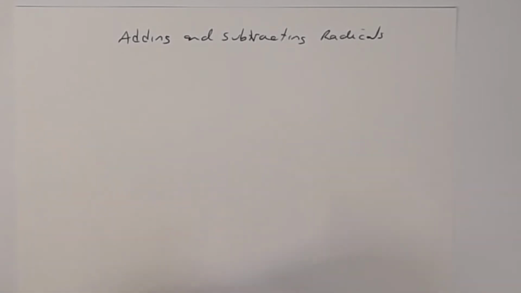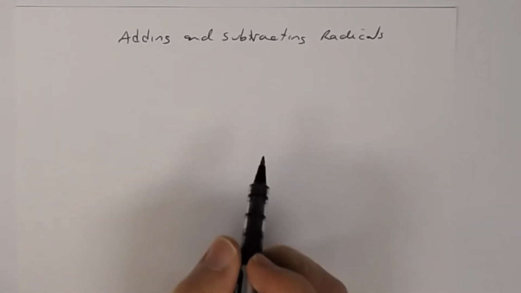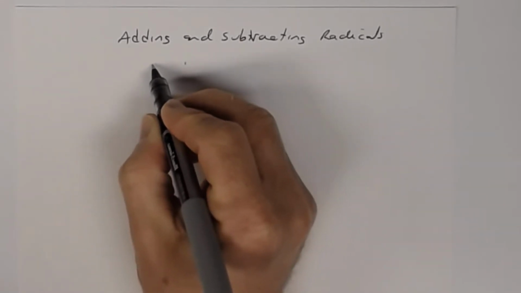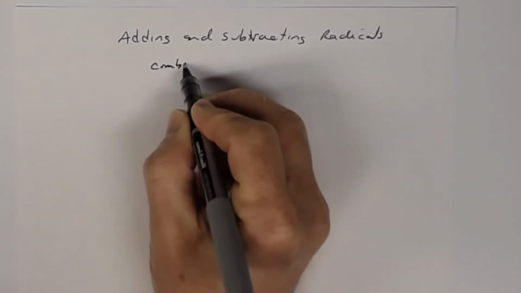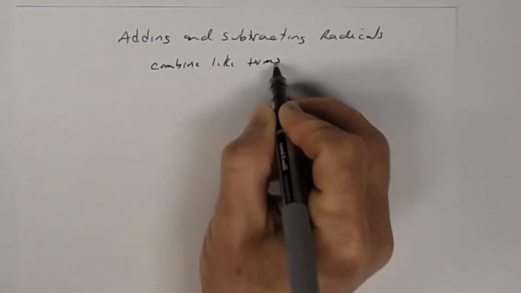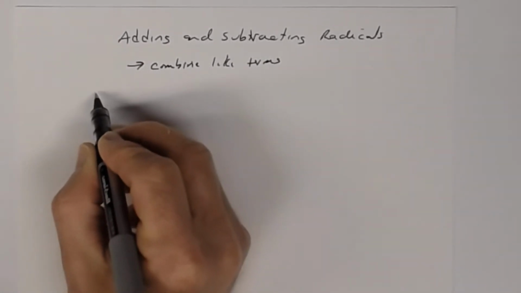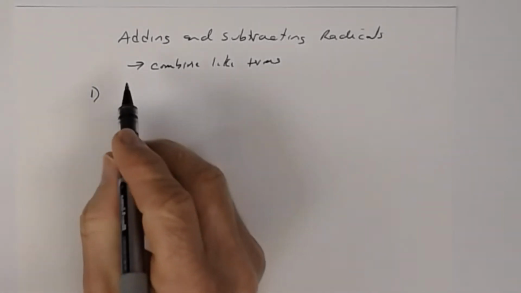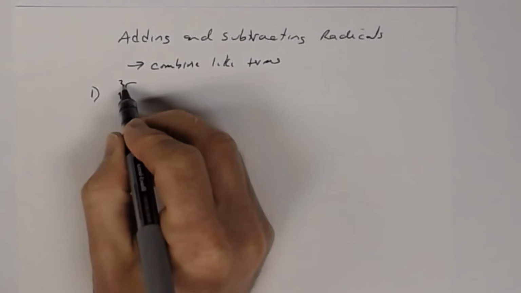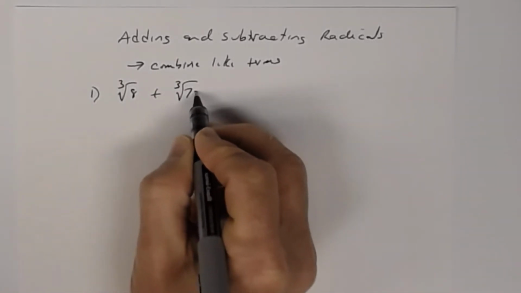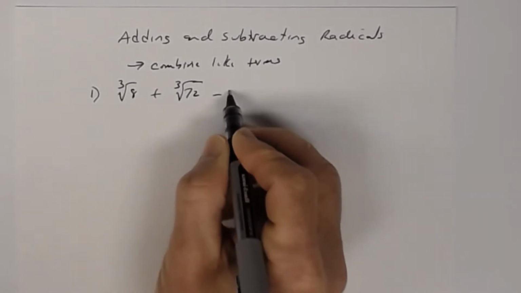Now, remember, when adding and subtracting radicals, you must be looking at like terms. So remember, you can only combine like terms. So keep that in mind. Okay, so let's review something that you may have had from a previous lesson. This is number one. You have the cube root of 8 plus the cube root of 72, and then minus 5.